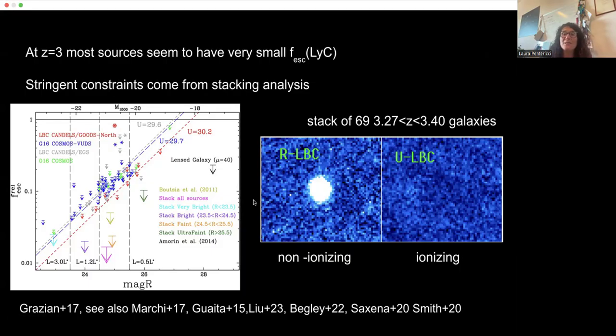So basically, these observations tell us that at redshift 3, most sources have very, very small escape fractions. So even if sources produce intrinsically a lot of ionizing radiation, most of this ionizing radiation stays inside the galaxy. So the ionizing radiation does not escape into the intergalactic medium.